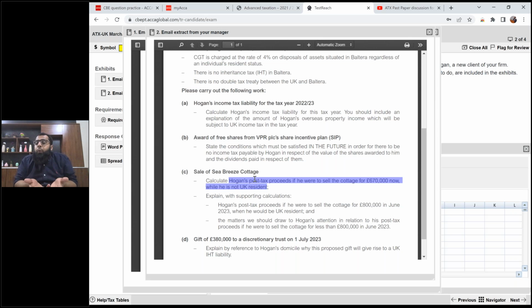So when you are not a UK resident, there will be no UK tax on it. There will be only overseas tax on it. CGT is charged at the rate of 4% on disposal of assets situated in Balteria, regardless of the individual's residence status. Okay, but since he is not a UK resident, there will be no UK tax in this situation. Let me develop the answer.